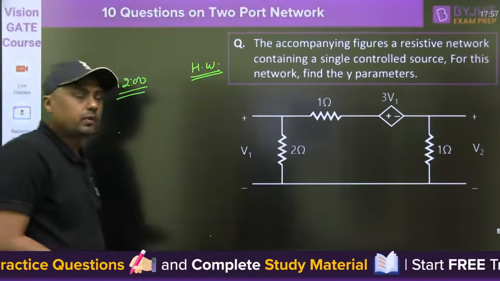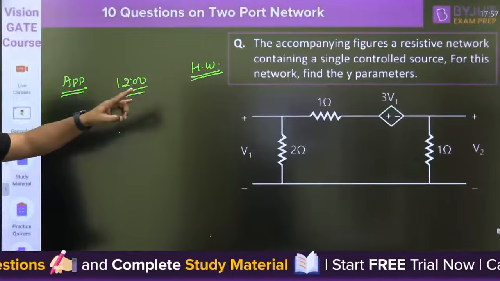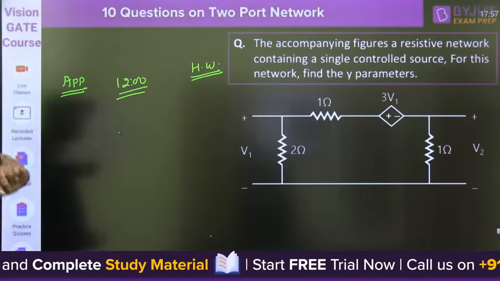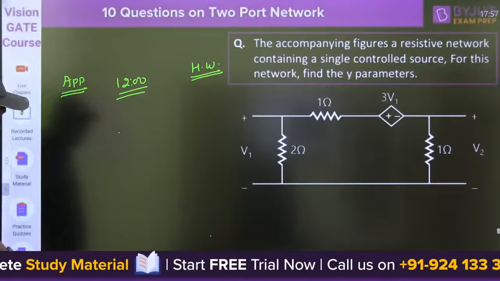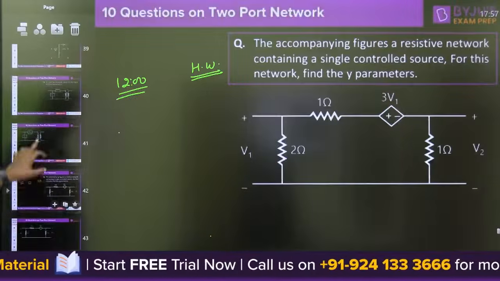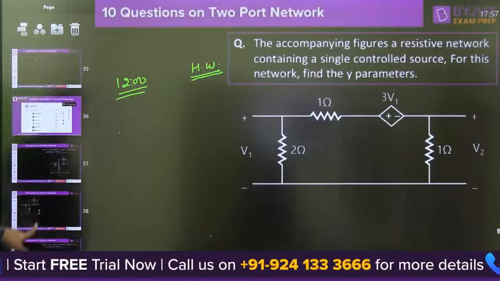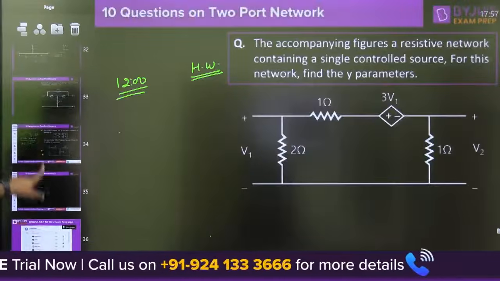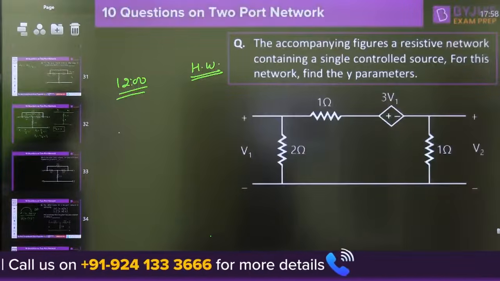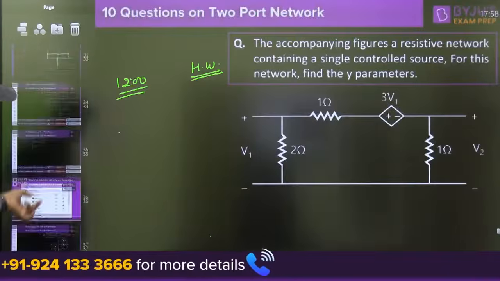The figure shows a single control for this network. Find the Y parameters. You have to find all the 4 Y parameters. That is the question. Then the next one.